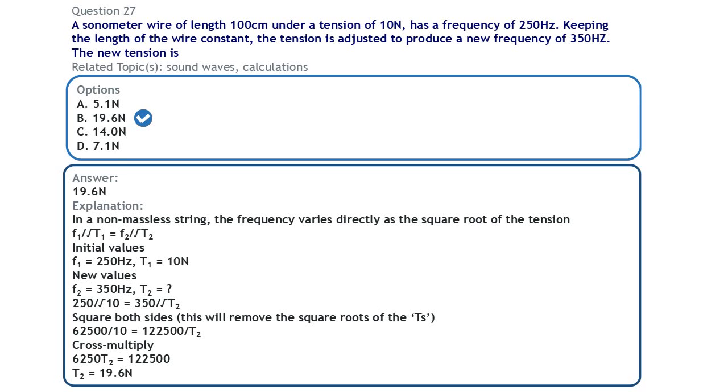You just substitute into this formula here. So F1 over root T1 will be 250 over root 10, equal to 350 over root T2. Then we are going to square both sides. The reason we are squaring both sides is because we want to remove the square root of this T here.